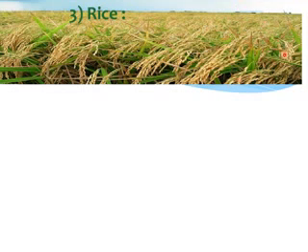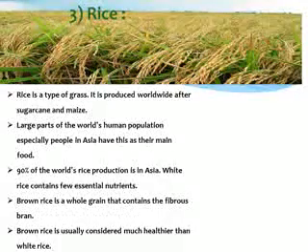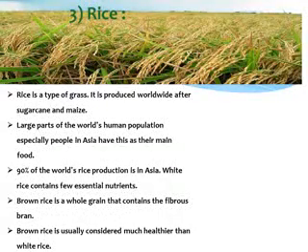Next we are going to see about the rice. This is a rice plant. So rice is a type of grass. It is produced worldwide after sugarcane and maize. So before this rice plant is planted, they will plant sugarcane and maize in that. Then they will cultivate the rice plant. So it is a type of grass.